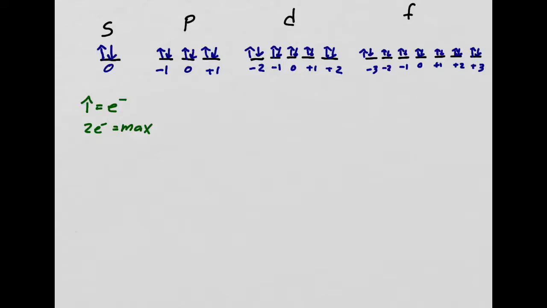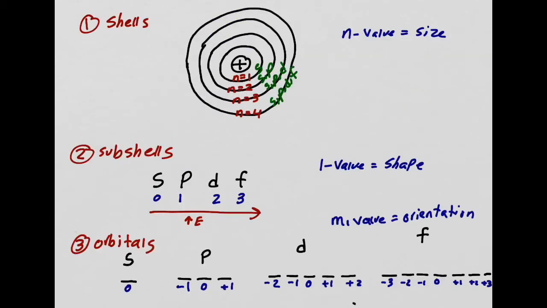Okay. All right. Now, I want to ask you a question. If you are on the first energy level, what's the maximum number of electrons you can put? If you're on the second energy level, what's the max number of electrons you can put? If you're on the third energy level, what's the max number of electrons you can put? Let's go back to our first page.